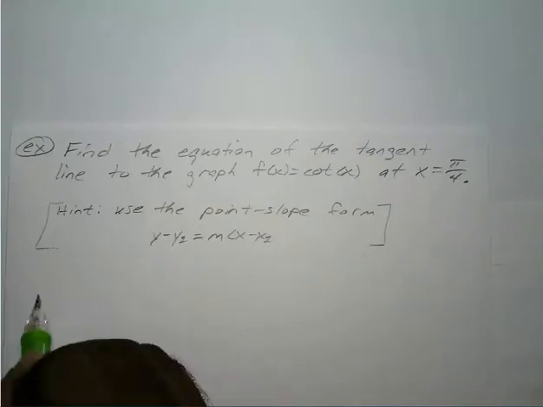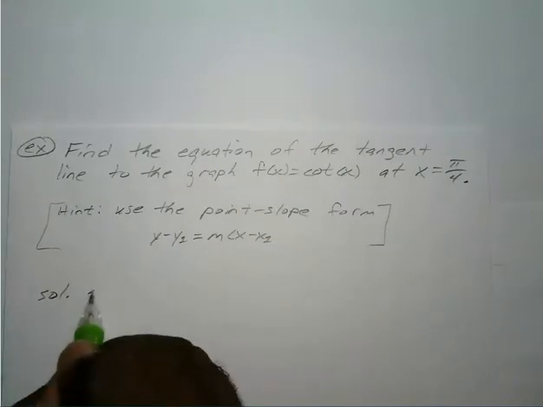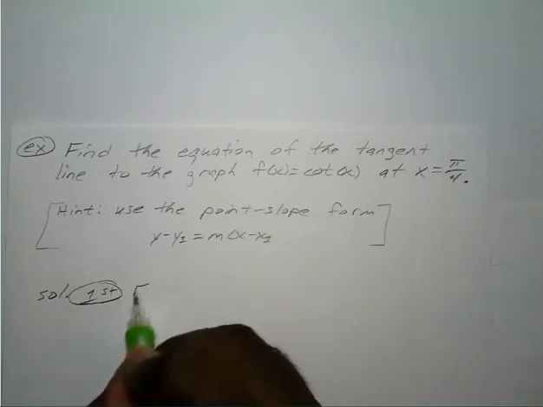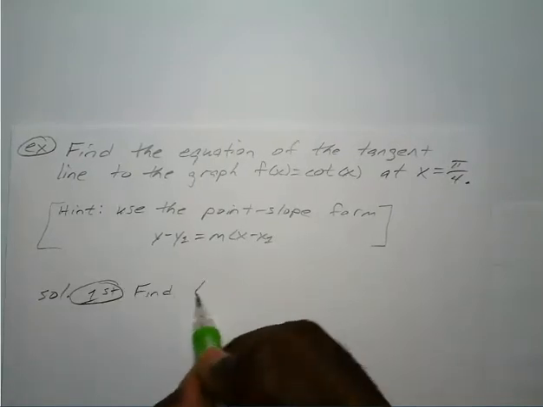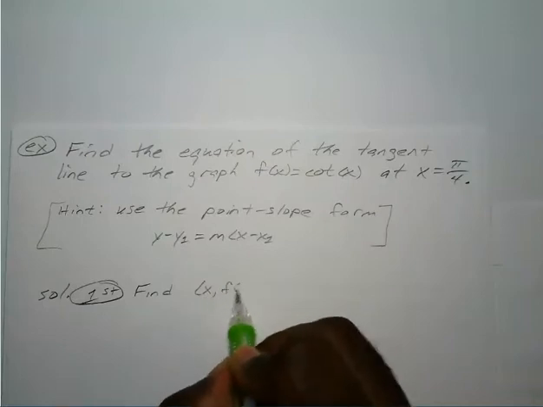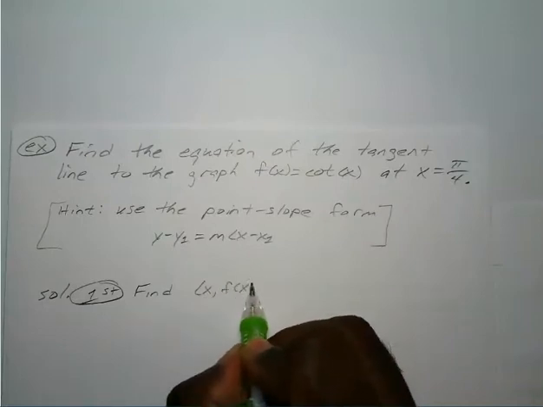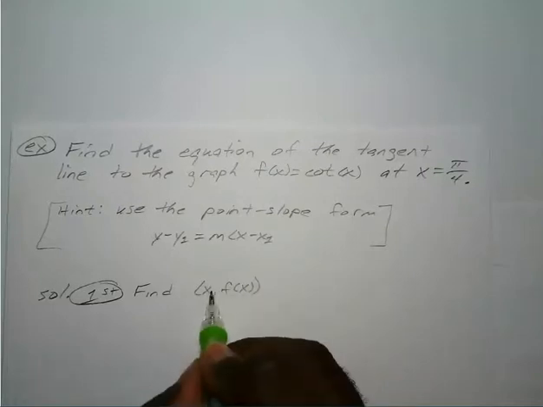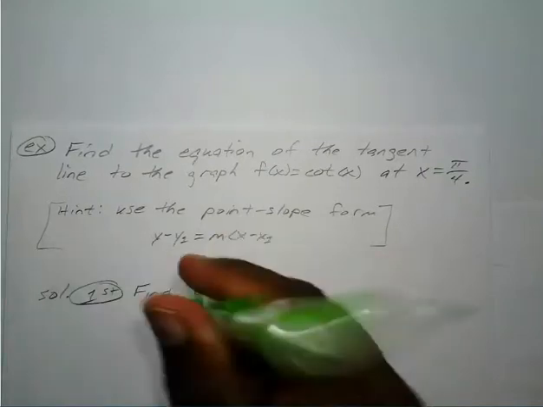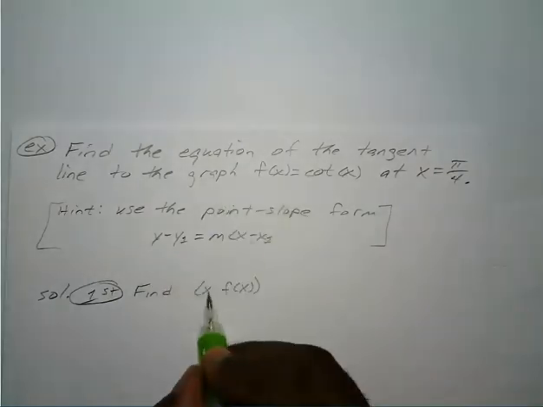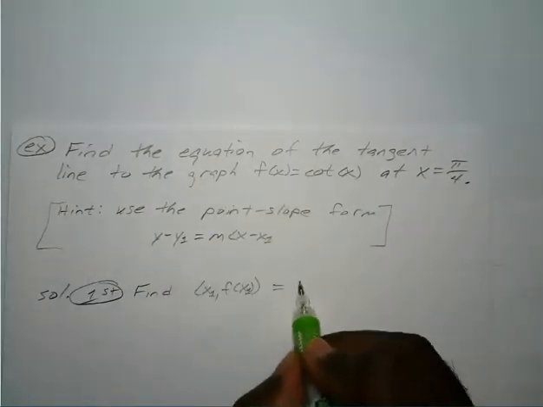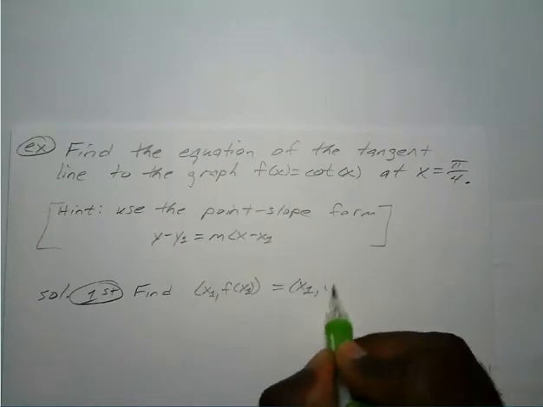Alright, so to solve this one, the first thing you want to do is find your ordered pair. So you want to find your x1, f of x1, which is the same as your x1, y1.